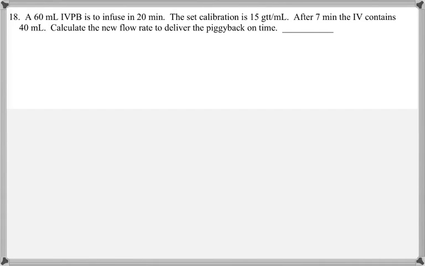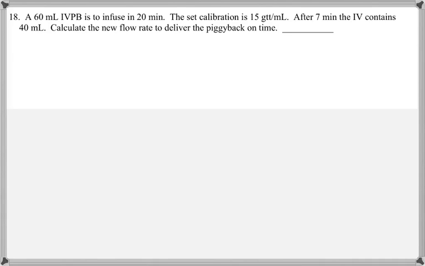Number 18 says a 600 mL IVPB is to infuse in 20 minutes. The set calibration is 15 GTT per mL. After 7 minutes, the IV contains 40 mLs. Calculate the new flow rate to deliver the piggyback on time.